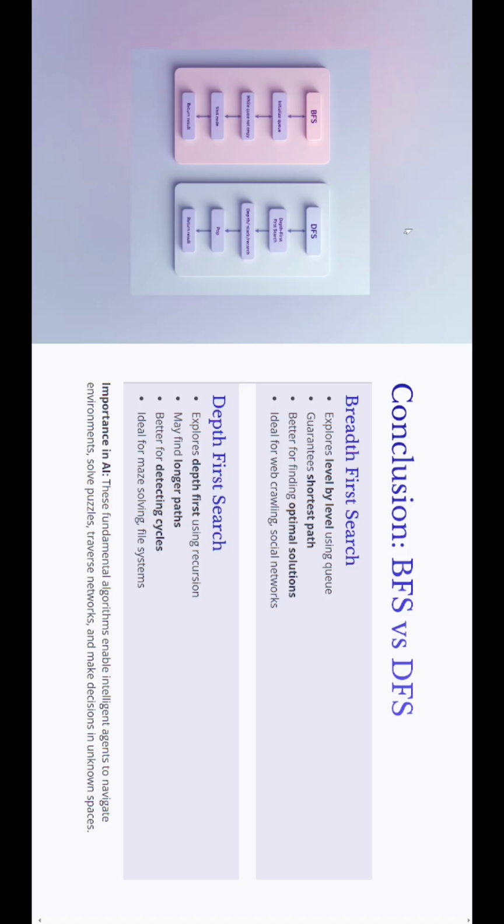So to conclude, BFS works level by level and is best for shortest path problems. DFS works depth-wise and is useful when exploring deeply connected structures. Both algorithms are very useful in artificial intelligence and are widely used in real-world applications like navigation, networking, and search systems.